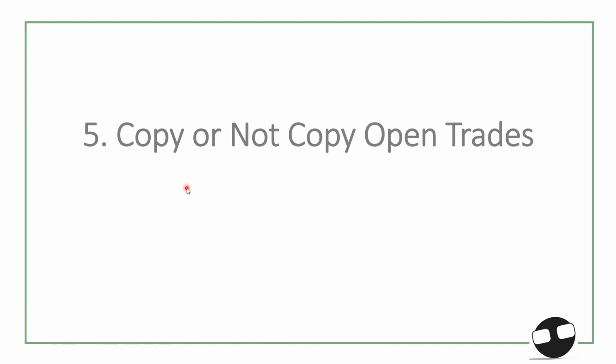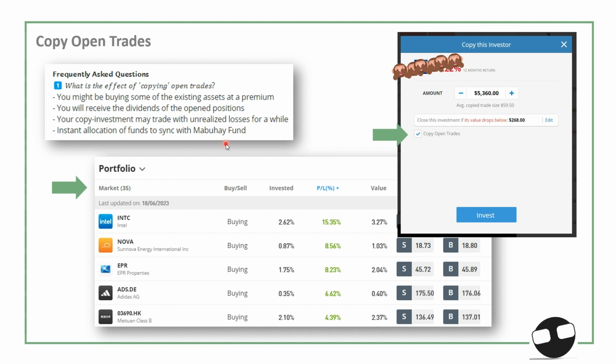Next is to decide whether to copy or not to copy open trades. In my pinned post, I also discussed what the implications of copying and not copying open trades are. I described that you might be buying some of the assets at a premium. If you copy open trades, you will receive the dividends of the open positions, and your copy investment may trade with unrealized losses for quite a while because you bought the entire 35 assets at a single time. So you will be in an unrealized losses zone or territory for quite a while.